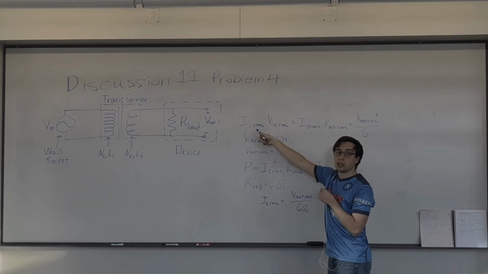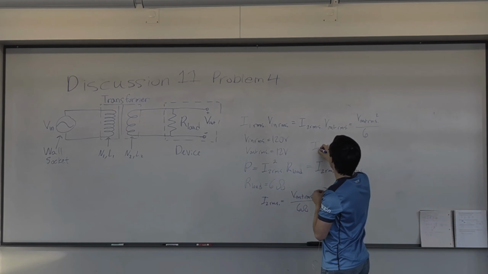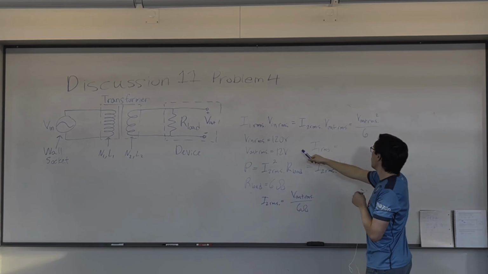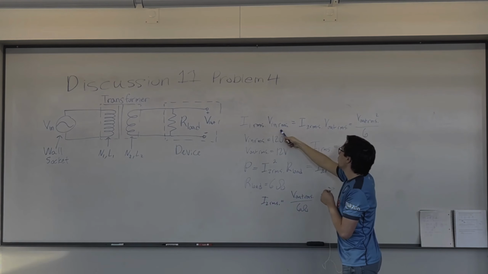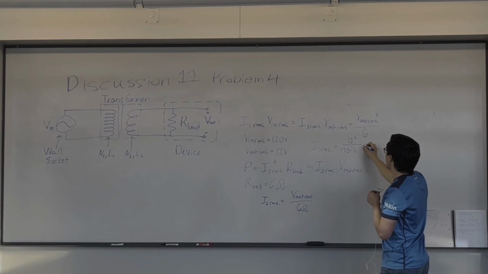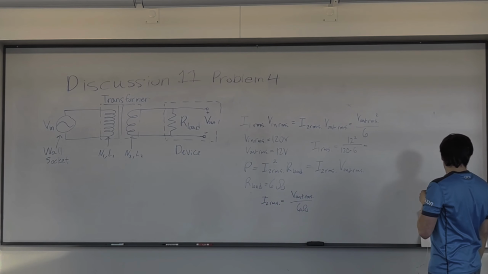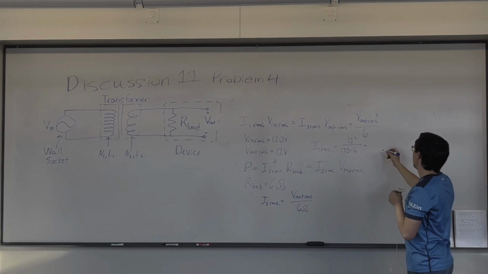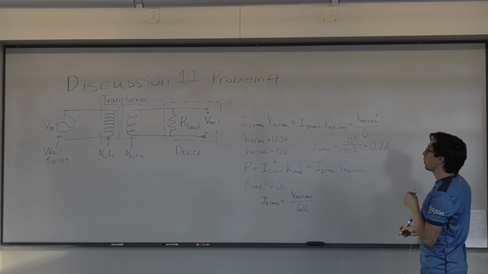And now we can find I1 RMS. Let's substitute V out RMS, which we know is 12 volts. So that'll be 12 squared divided by V in RMS, 120, and also divided by our load resistance. And so we get 12 squared over 120 times 6, and that should give us 0.2 amps.